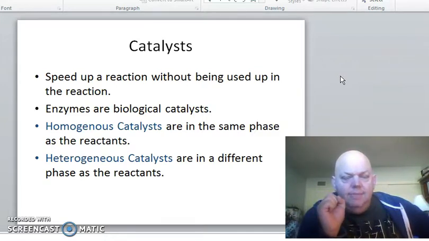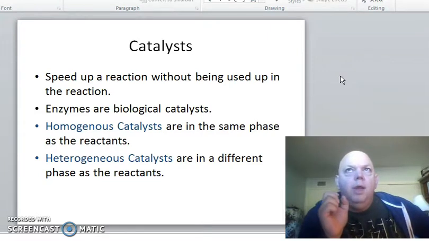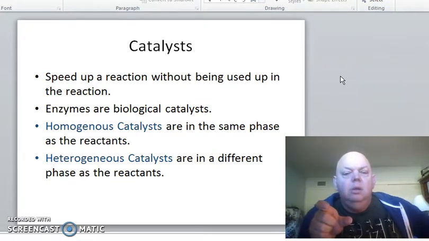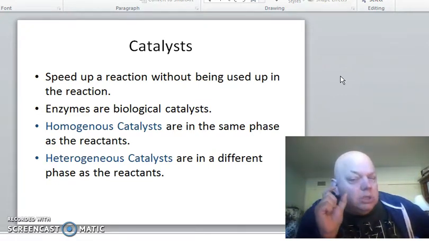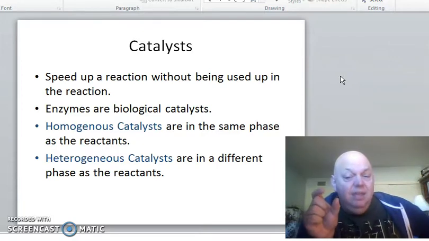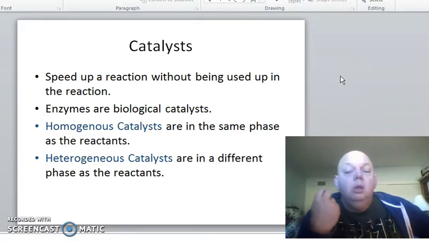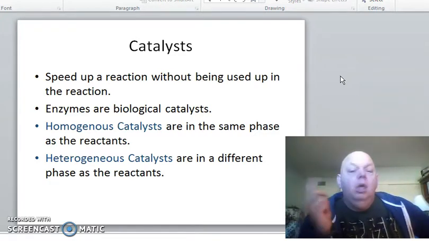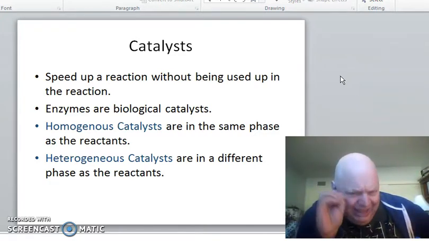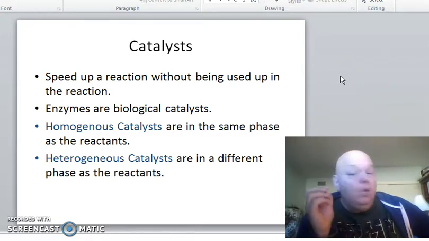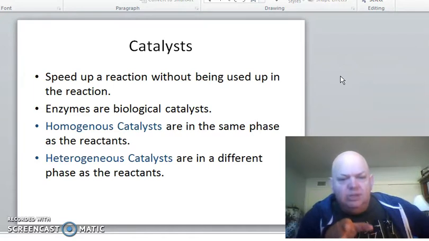Now, a heterogeneous catalyst is in a different phase from the reactants. So if you have two aqueous reactants, and your catalyst is a solid, that's a heterogeneous catalyst because it's not a liquid. If you have two reactants that are gas and you put in a liquid or aqueous catalyst, that's a heterogeneous catalyst.